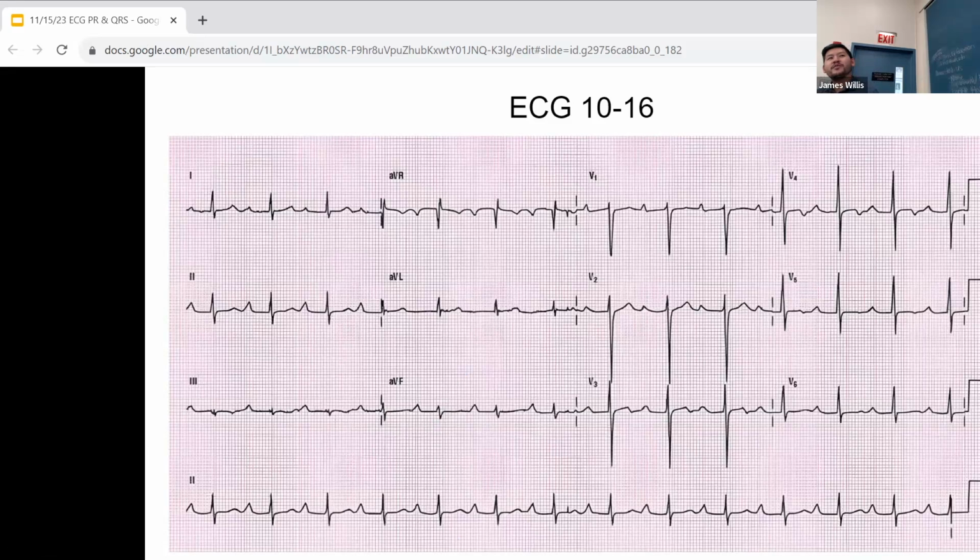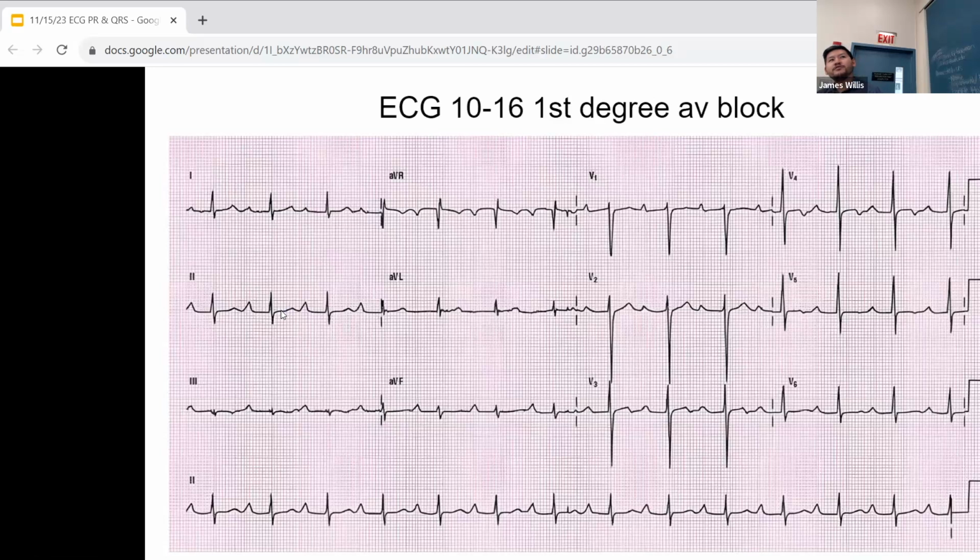Yeah, actually, I'm surprised. Going back to last lecture, the P waves are pretty tall in the inferior leads, or lead II. So what's that suggestive of? P pulmonale, which is suggestive of pulmonary or right atrial enlargement. But yeah, this is first degree AV block.